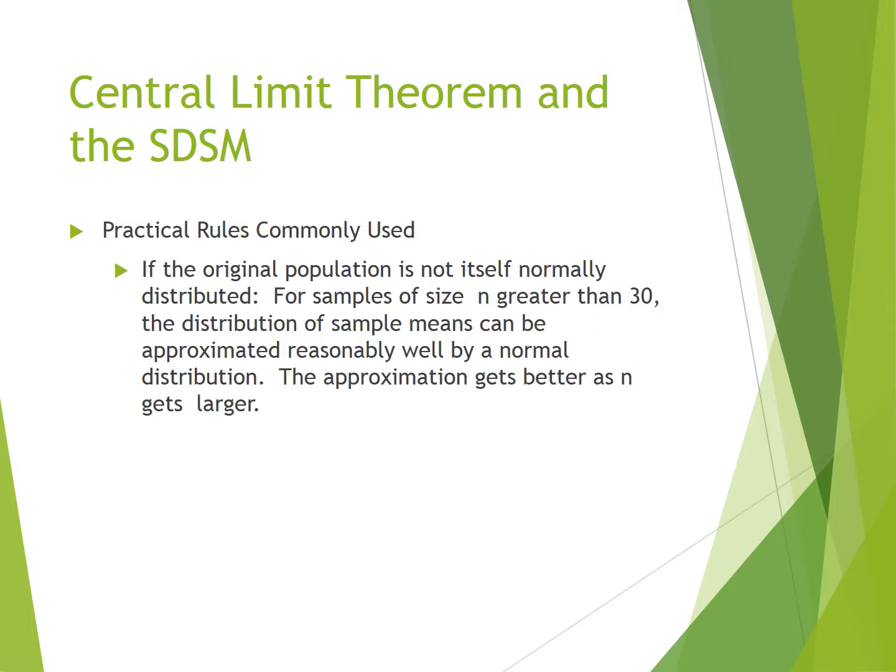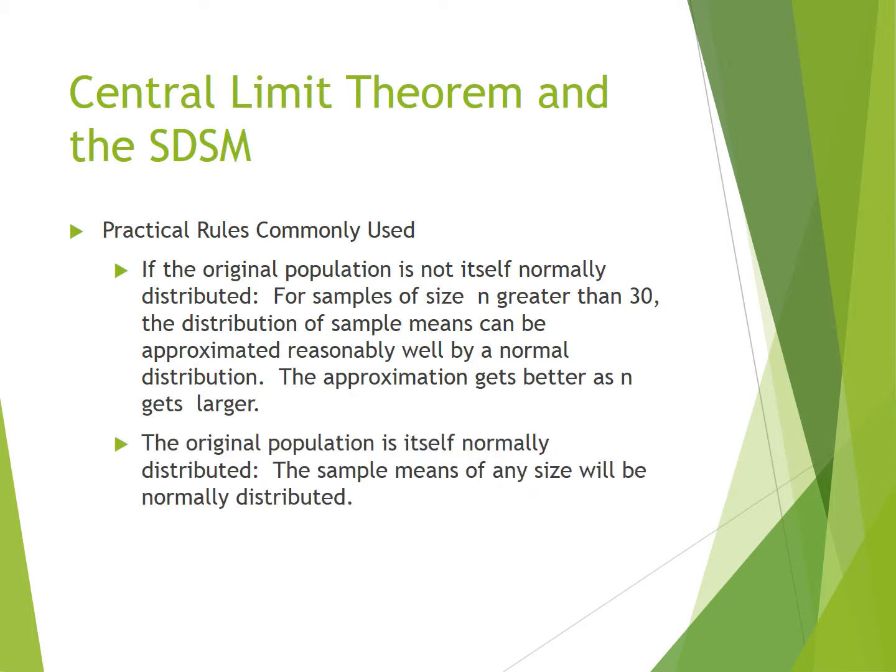If the population is not normally distributed, but the sample size is greater than 30, then it will be approximately normally distributed, and that approximation gets better as n gets larger. We're going to use this fact that if n is greater than 30, it'll be approximately normally distributed. We're going to use that in chapter 7. But if the original population was normally distributed, then the sample means of any size sample will be normally distributed.